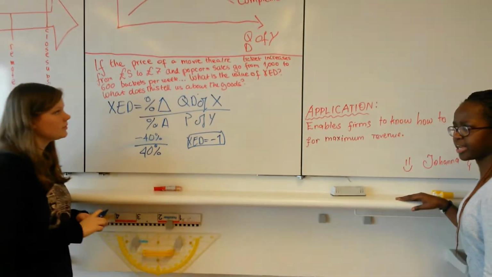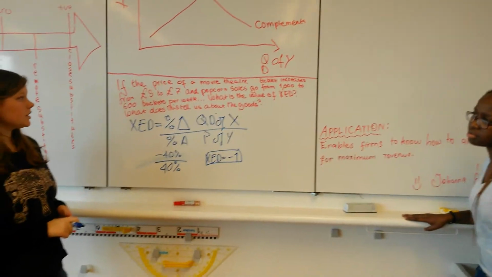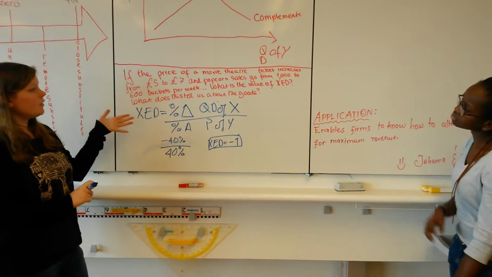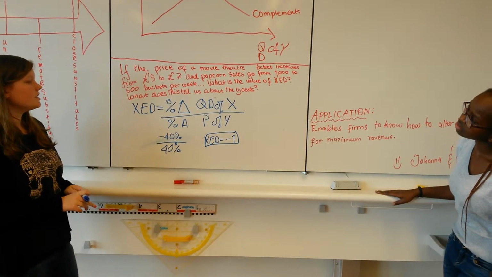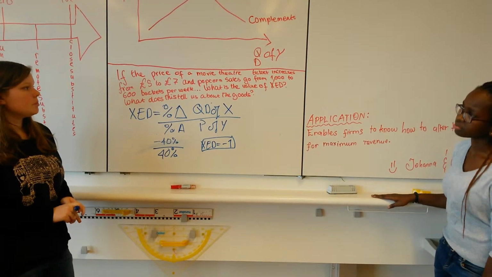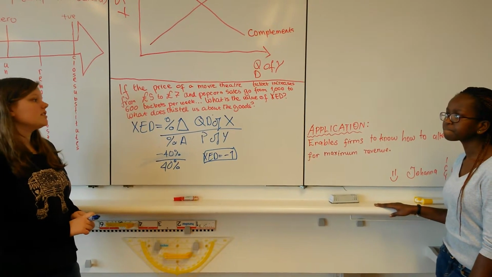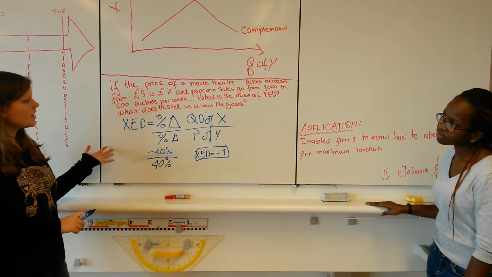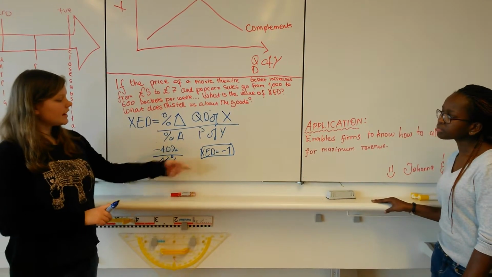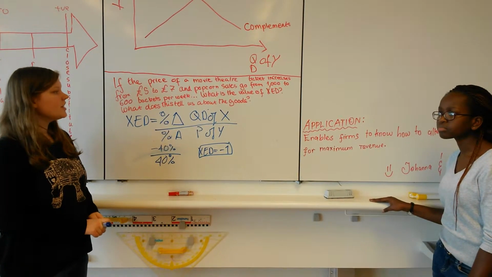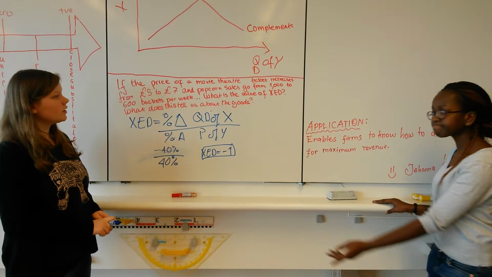What does that mean, Johanna? This tells us, because the question is, if the price of a movie theater ticket increases from 5 to 7 pounds, and popcorn sales go from 1,000 to 600 buckets per week, what is the value of XED? Through our calculation, we found that XED is negative 1. This tells us that the goods are very close complements.